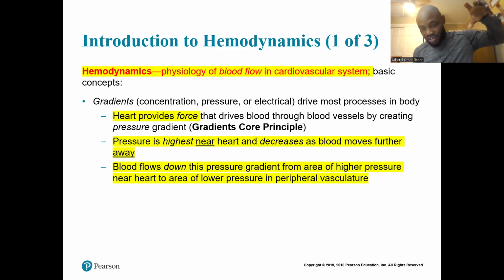The fluid in the heart, known as blood, moves from highest pressure to low pressure. Pressure is highest at the heart, lowest in the capillaries and the veins. It's going to move from the heart to the veins, move from high pressure to low pressure. Blood flows down the pressure gradient, right?